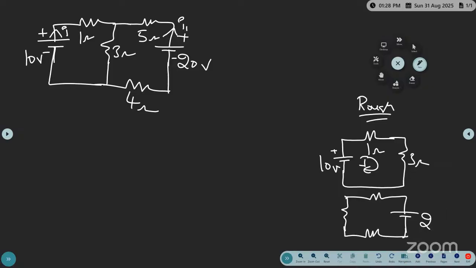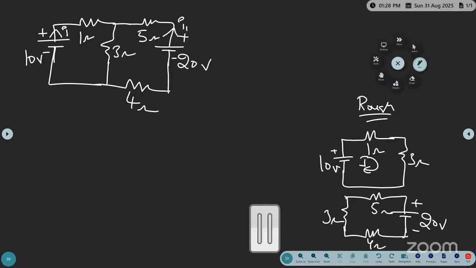Loop 2 is the 20 volt source and the 5 ohm, 3 ohm, and 4 ohm, also in the clockwise direction. I am starting here: 5 ohm resistor, 20 volt source, 4 ohm and 3 ohm. It is a loop. I have redrawn the circuit as separate loops, as a rough, it is not the answer. Don't divide, but for your understanding purpose, you are dividing.